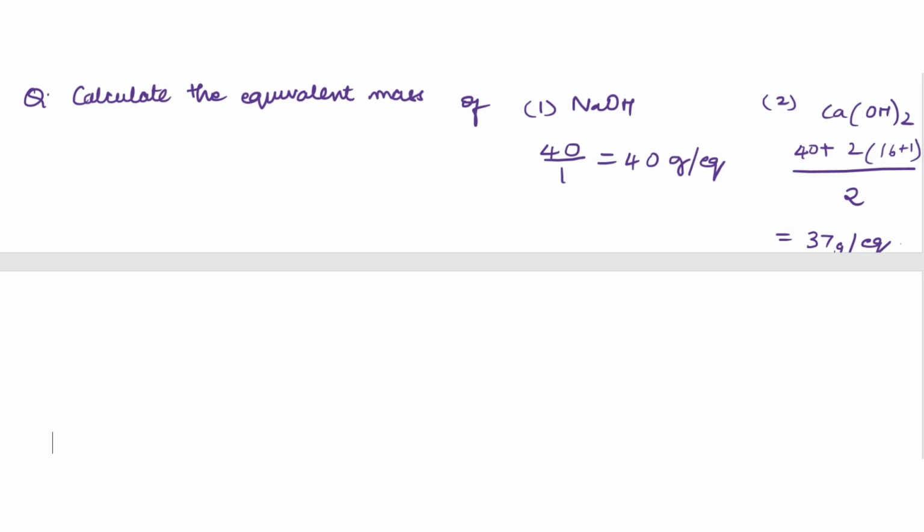Now let's discuss what is number of equivalents. So what was number of moles? What was the formula for number of moles? Given mass by molecular mass. So what will be the formula for number of equivalents? Simple. Given mass by equivalent mass. Simple. Instead of moles, you should replace equivalents. That's it.